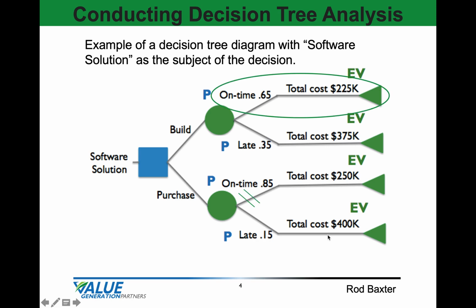We decided to choose the on-time to build option. And to achieve the on-time, we decided to put mitigations in place to try to elevate this probability to a higher level. If we can do that and we can build it on time, it will provide us the least cost option. So that's a simple example of using a decision tree for a decision between build or purchase for a software solution.